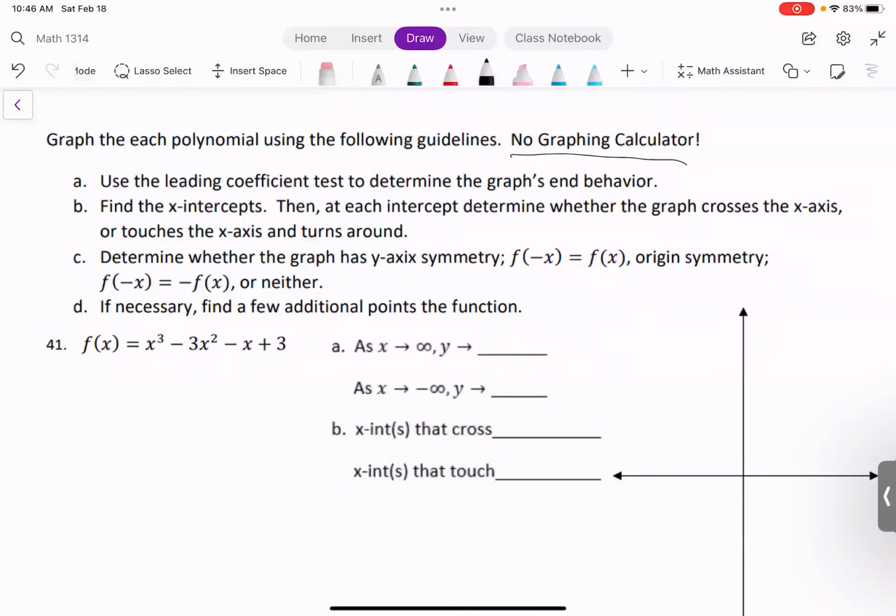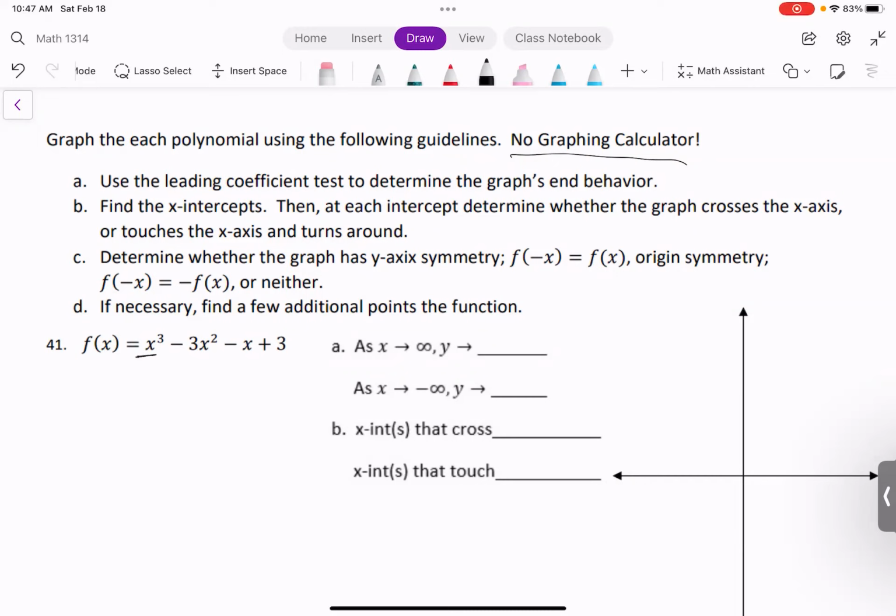Second, find the x-intercept. Set the function equal to 0. Find the x value. And find the multiplicity of each x-intercept. Find the k. Number C, determine whether the graph has y-axis symmetry. Find the even or odd of the function. Number D, if necessary, find a few additional points of the function.